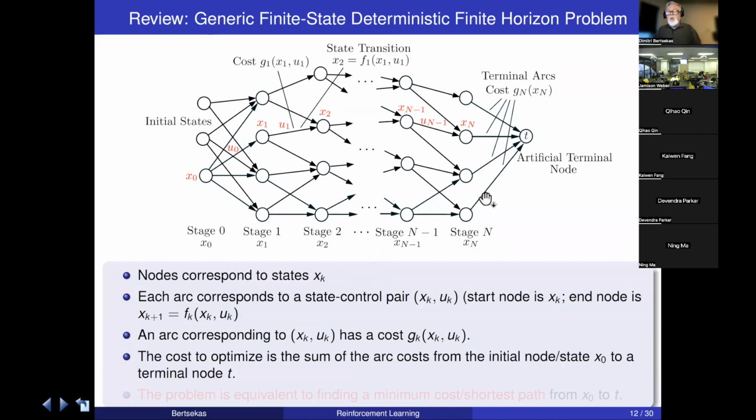So this brings us to an important connection between finite state, finite horizon problems and shortest path problems of a special kind, acyclic shortest path problems of this type that we've shown here. It's also possible to show that deterministic shortest path problems can be approached by dynamic programming, again with a graph somewhat like this. So there's an equivalence here, but we're going to focus on the fact that finite state deterministic problems are shortest path problems of a special kind and can be solved as shortest path problems, either exactly or approximately.